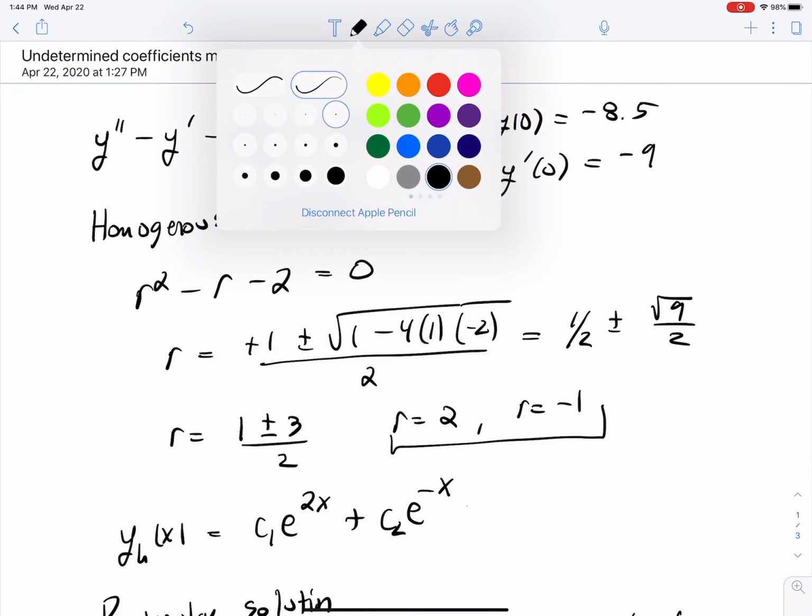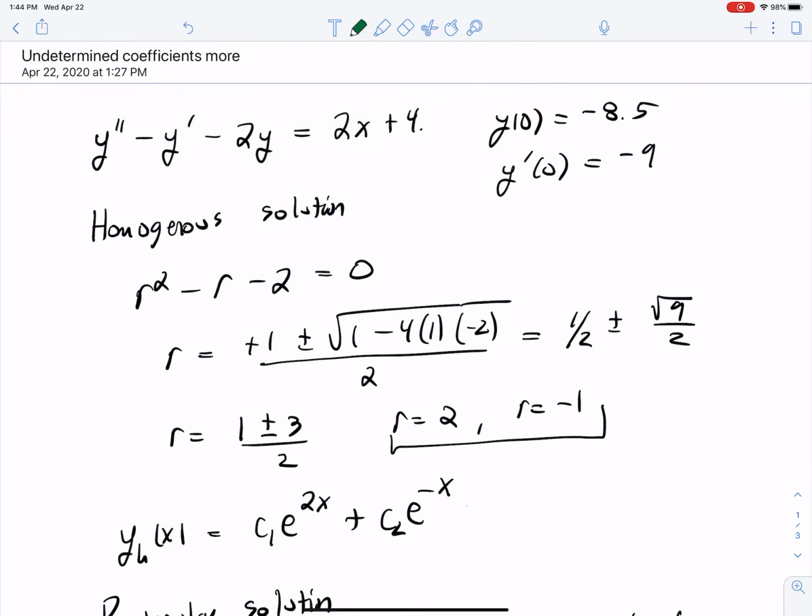Hi, so I'm going to go through an example problem here using the method of undetermined coefficients to solve this second order initial value problem. So we've got a second derivative, linear, and then our non-homogeneous function 2x plus 4. So just a linear term there. And then we have some actual initial conditions as well.